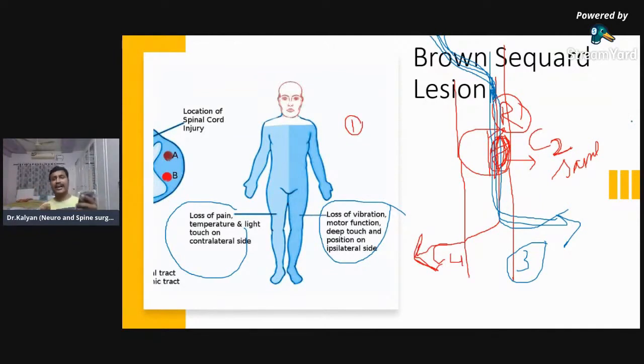will be ipsilateral and on the same side. Whereas in the lower segments, everything will be on the same side. So what will be on the opposite side? Pain and temperature will be on the contralateral side. So what you have to remember is in Brown-Séquard syndrome, everything is on the same side, but the only thing which is on the opposite side is the spinothalamic tracts, which are involved on the opposite side.